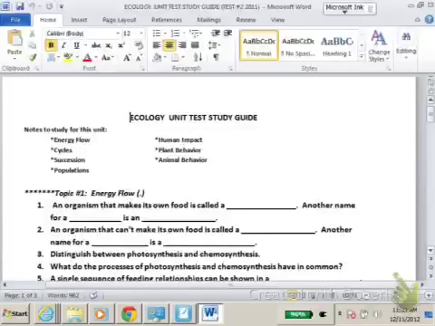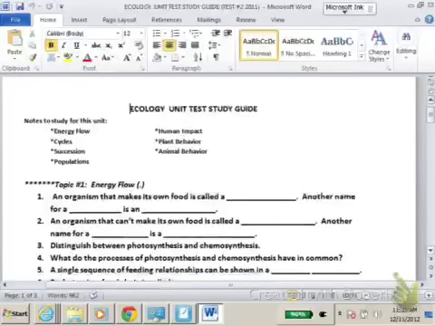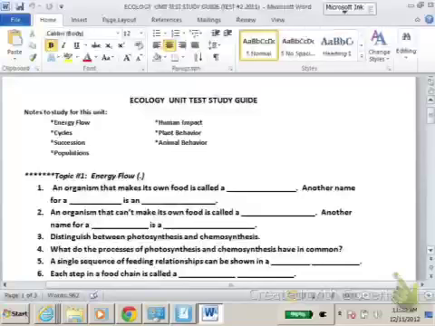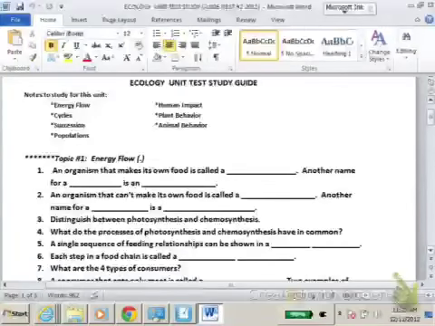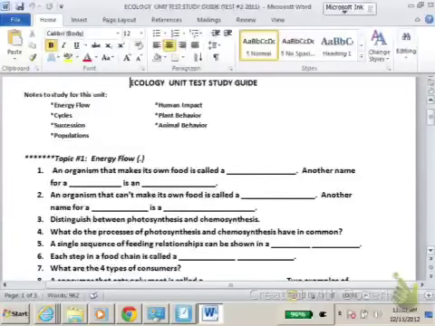Number 4, what do the processes of photosynthesis and chemosynthesis have in common? Well, they're both processes where organisms can make their own food. Number 5, a single sequence of feeding relationships can be shown in a food chain. Number 6, each step in a food chain is called a trophic level. When I say primary consumer, secondary consumer, tertiary consumer, quaternary consumer, producer, I'm asking for the trophic level.